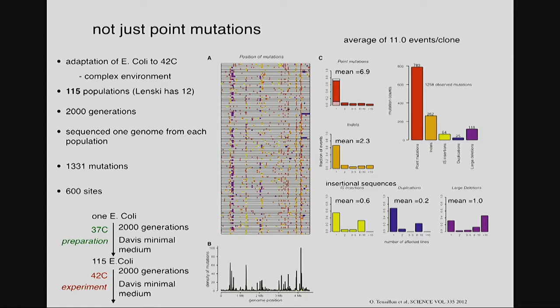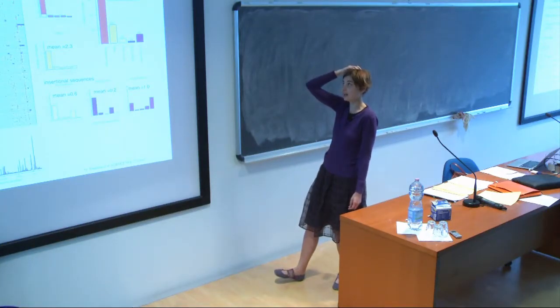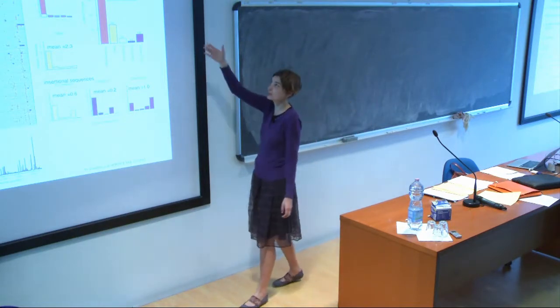One quick point I want to make about evolution: we've mainly been talking about point mutations, but evolution doesn't only happen by point mutations. This is an experiment from Olivier Tenaillon on E. coli, where they did 115 parallel populations, as opposed to 12 of Lenski, but only for 2,000 generations, and then they sequenced bits of it. The main interesting thing is that they look at what happened in these bacteria, and there are point mutations.